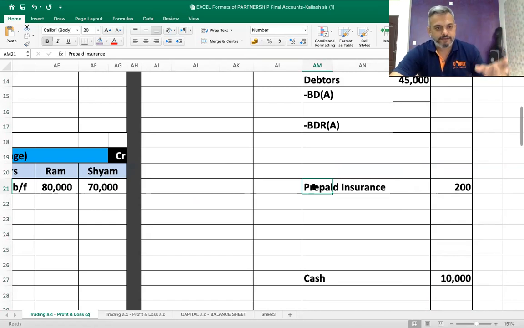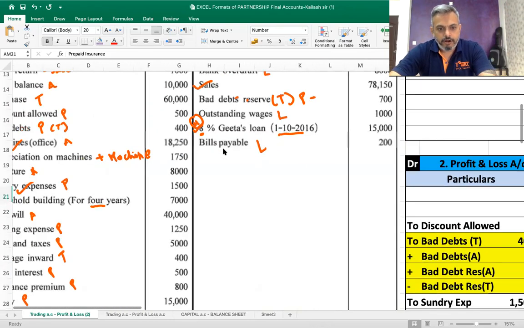So what we have done is we have decreased our expense and transferred it to asset. Reduction of expense because it's prepaid, it is not our expense, it is our asset. Paid in advance, meaning paid in advance, the services have not yet been availed. Okay, all done.